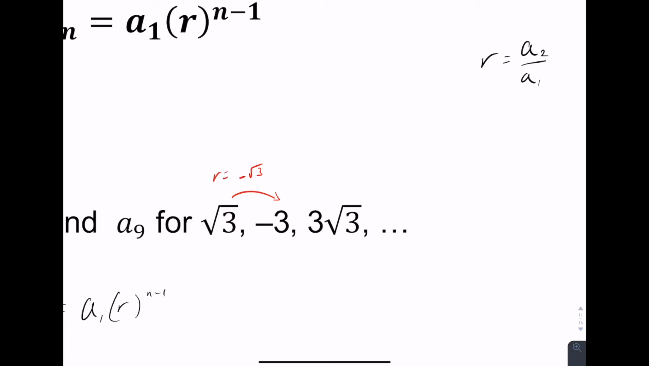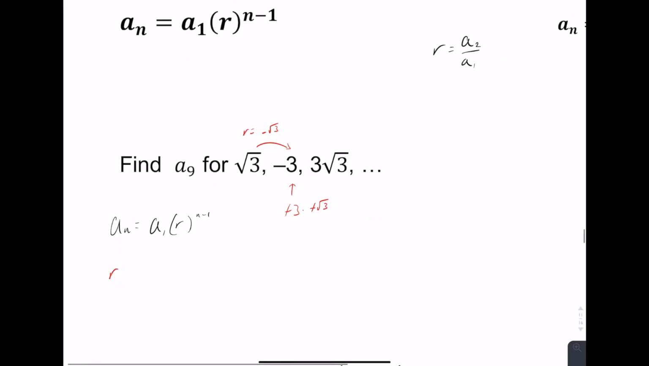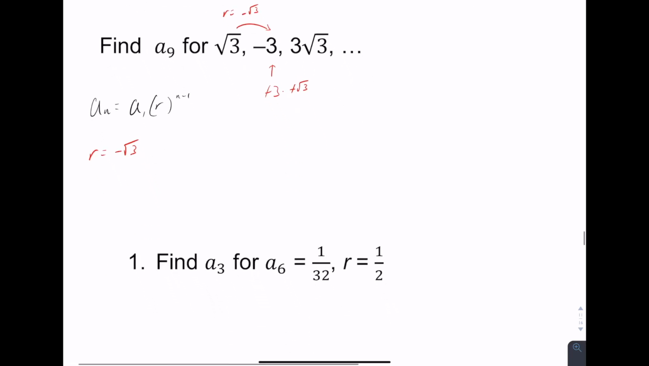Let's double check. This number, so negative 3, times the negative square root of 3, the negatives cancel, and look at that, I got that one. So yes, I just figured out R. R equals the negative square root of 3. So now we're ready to plug and chug into our formula. This would be an equals, well, a1 is the square root of 3, and then in here is the negative square root of 3, and then n minus 1.